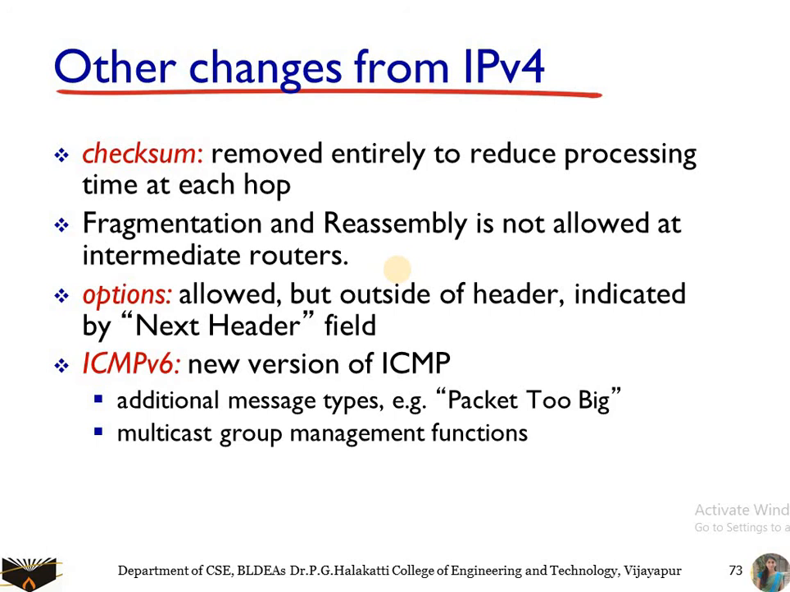If a packet is transmitted and at the intermediate node, as fragmentation and reassembly are not allowed, the packet is too big, then the packet will be discarded, and an ICMP packet is going to send a message saying the packet is too big back to the source, and the source is going to retransmit the packet with a smaller size. Next we have the multicast group management function.